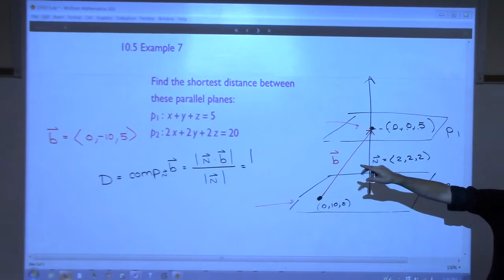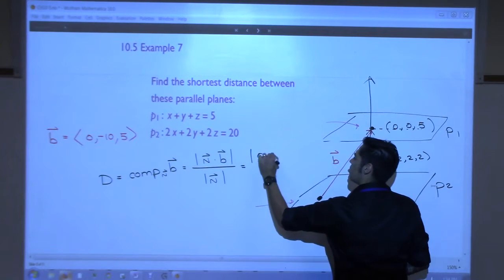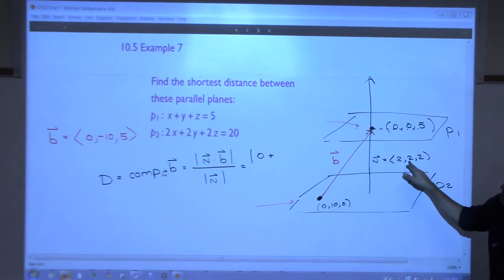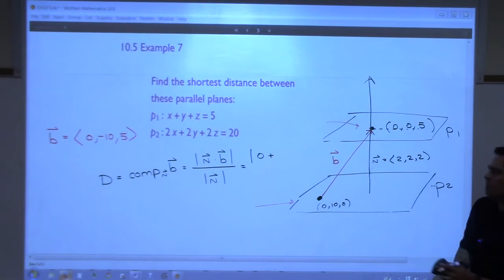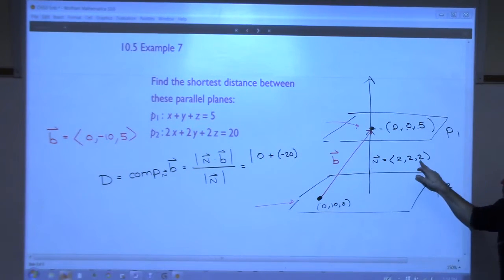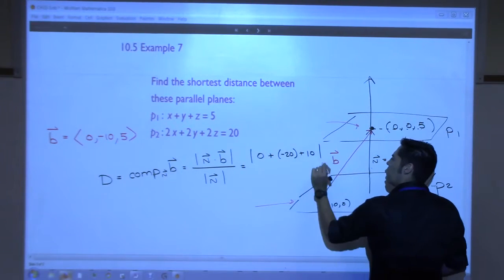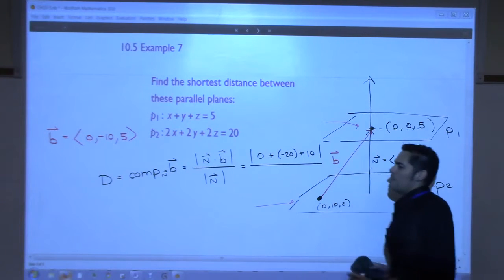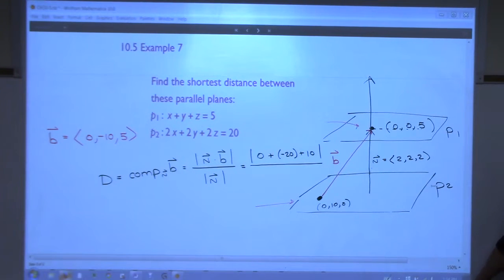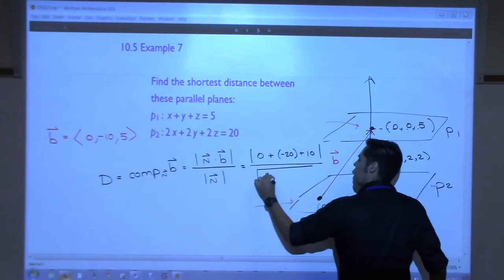2 times 0, so nothing, plus 2 times -10, which is -20, and then plus 2 times 5, which is 10, all over the magnitude of N, which is the square root of this squared plus this squared plus this squared, right? So the square root of 4 plus 4 plus 4.